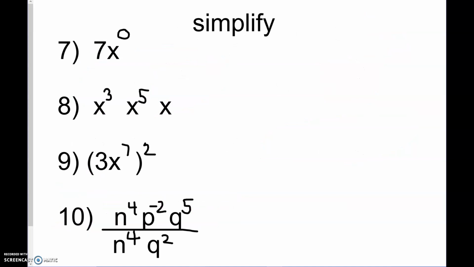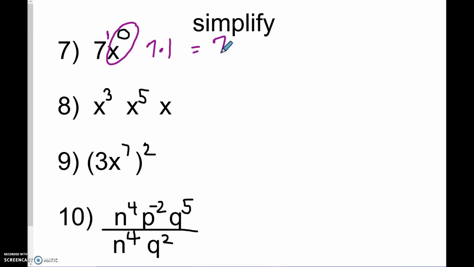All right, simplifying. So this is going back to lesson 2-1. We've already had an assessment on. So remember, anything to the 0 power is a 1. But don't forget, we always have to have, 7 has what as an exponent? 7 has the exponent of 1. So this is going to be 7 times 1, which is just 7.